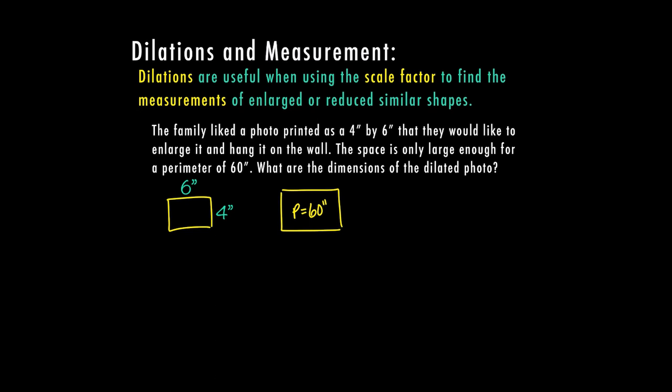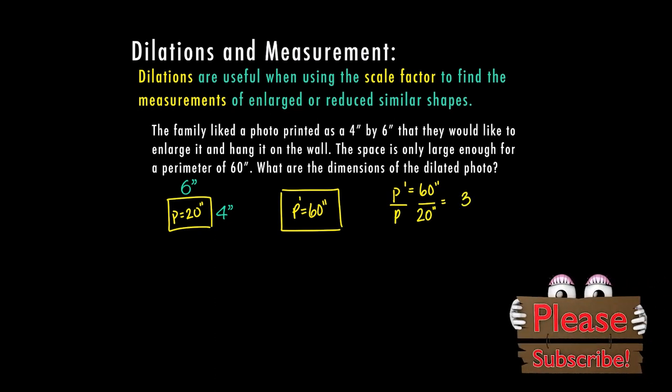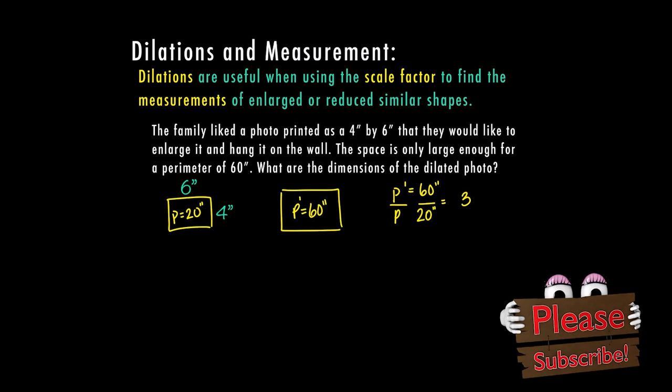So my perimeter here, I'm going to add all my sides. So 4 plus 6 is 10. If I double that, my perimeter here in the smaller one is 20 inches. So I know that the perimeter of my prime image is 60 inches and the perimeter of my original is 20 inches. And I can see here, this is a ratio of 3. So my dilation or my scale factor is times 3.